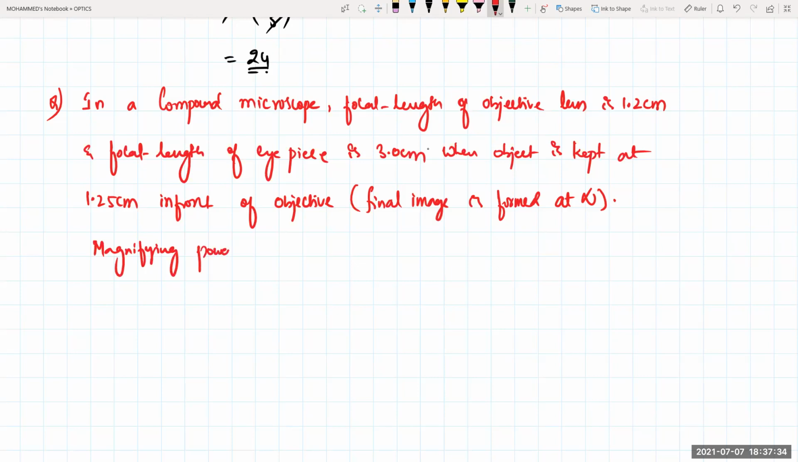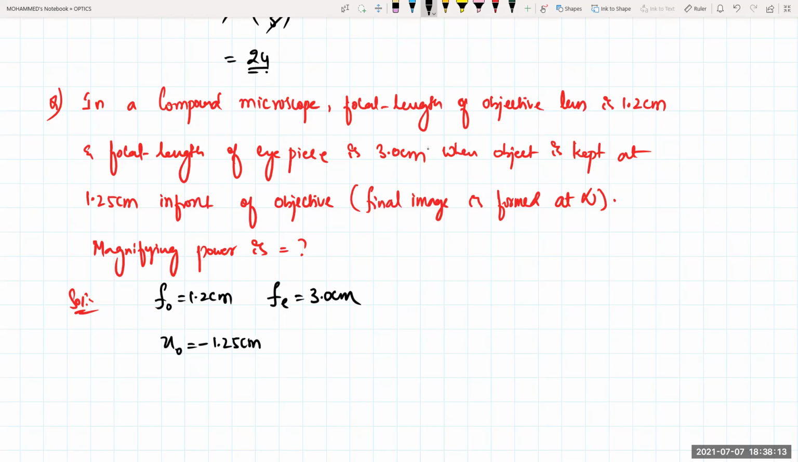Magnifying power is equal to how much? So this is direct, we can do, sir. Sir, f naught is equal to 1.2. Focal length of objective is how much for me? 1.2 centimeter. Then focal length of eyepiece is 3.0 centimeter. Object is kept at what distance, beta? 1.25, sir. So object means objective. U of objective is equal to minus 1.25 centimeters.